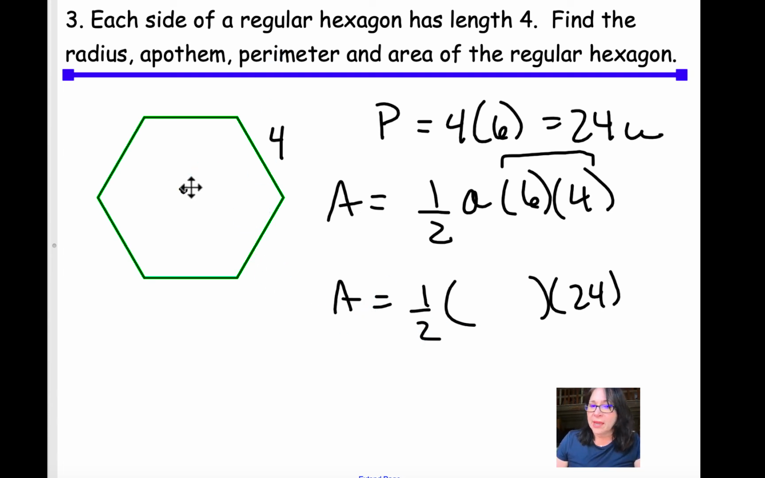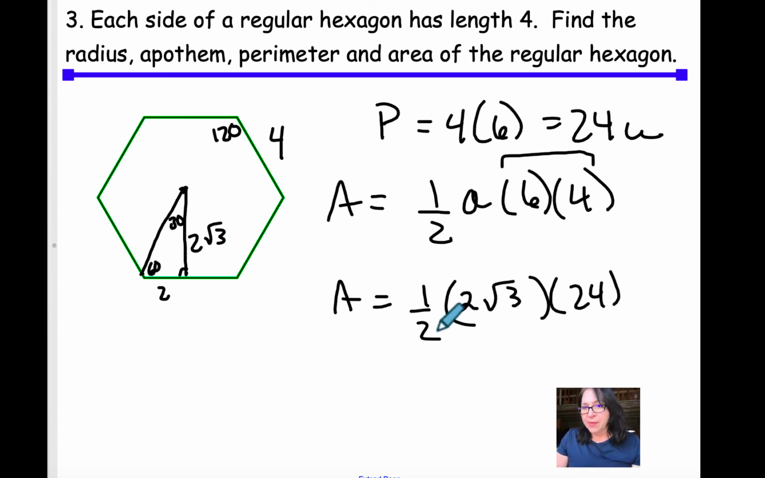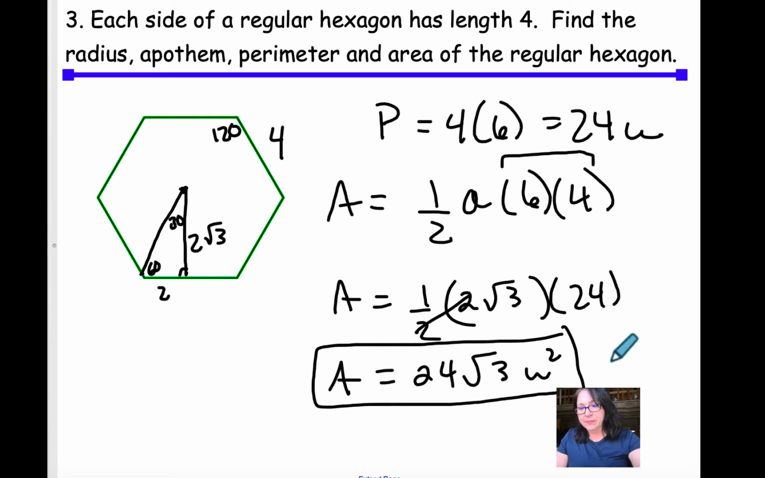So remembering a hexagon from our review, we know that each of these interior angles is 120, which means that when I cut this in half with my radius, that's 60. And if this is 4, this is 2. Across from the 30 is 2. Across from the 60 would be 2 root 3. And so my apothem is 2 root 3. So these are going to cancel. My area of this hexagon is going to be 24 root 3 units squared.